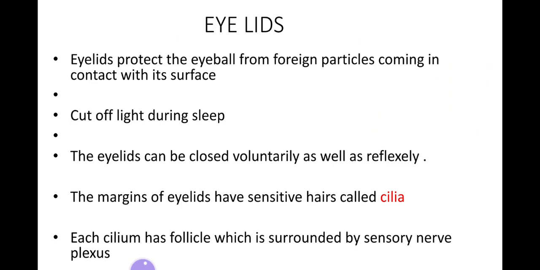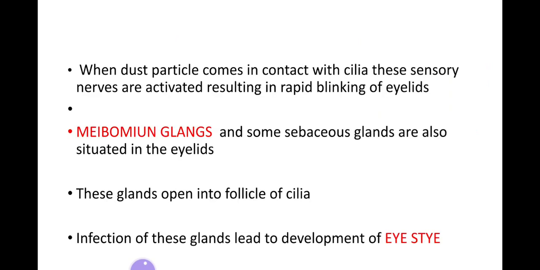What are the functions of the eyelids? It protects the eyeball from the foreign particles coming in contact with its surface. It cuts off the light during the sleep. The eyelids can be closed voluntarily as well as reflexively. The margins of the eyelids have sensitive hair cells called cilia. Each cilium has a follicle which is surrounded by sensory nerve plexus.